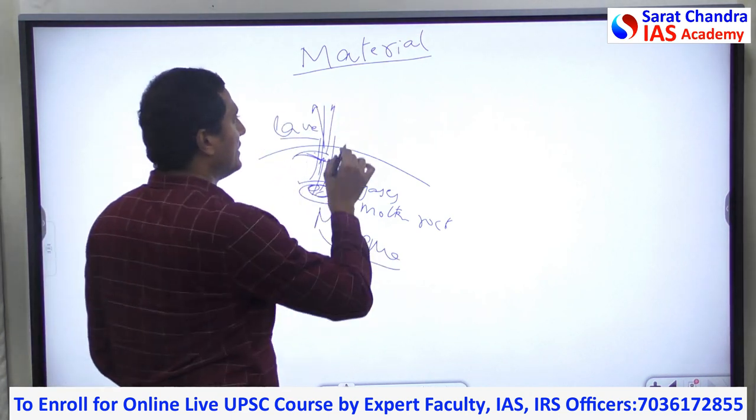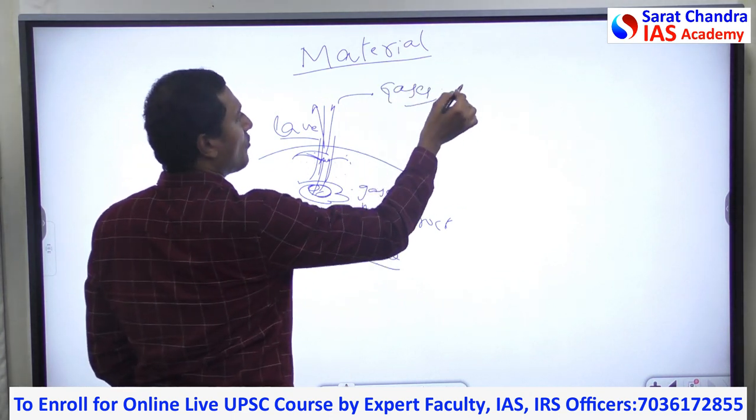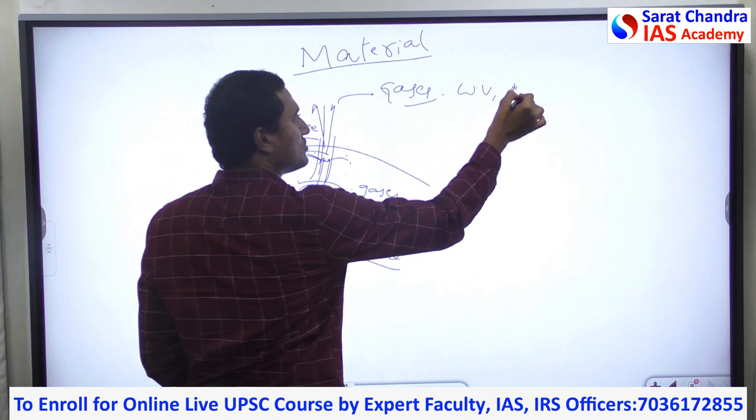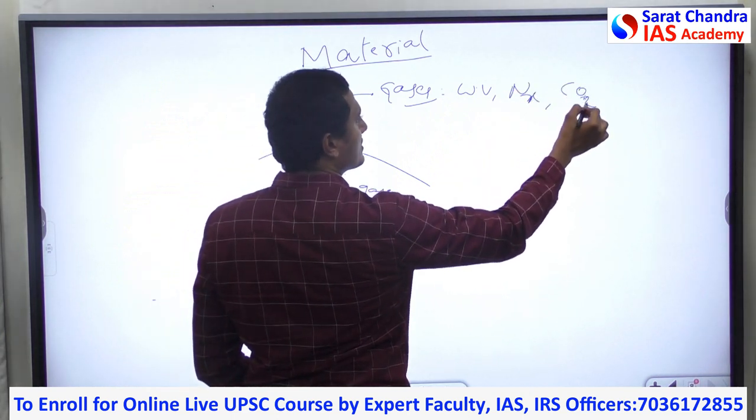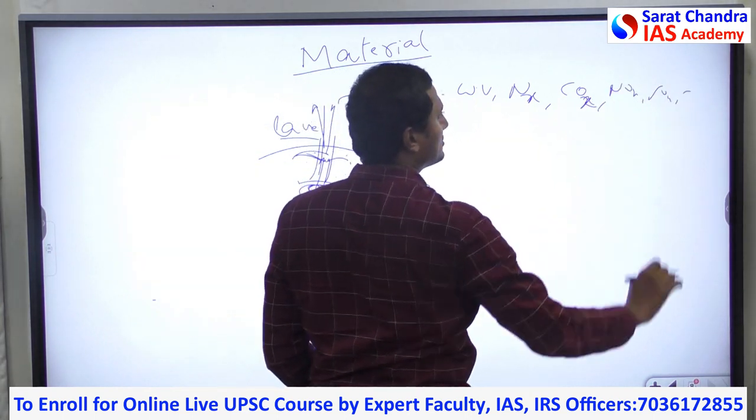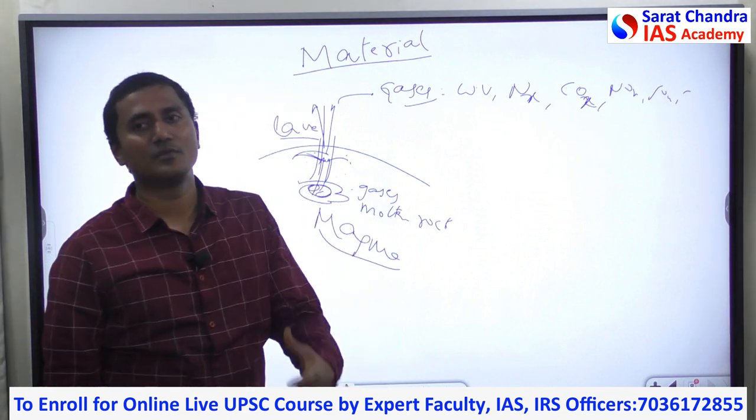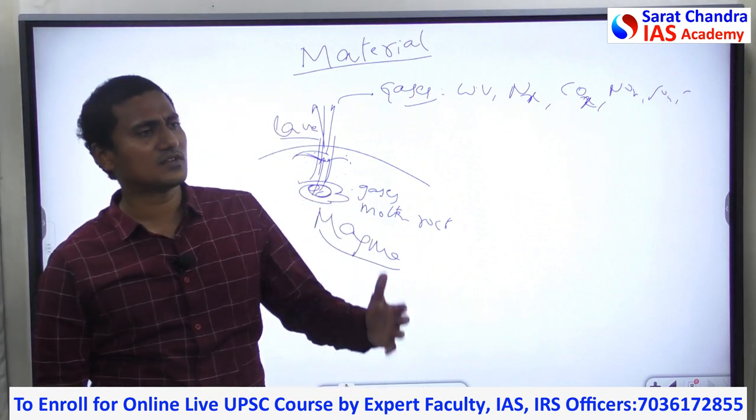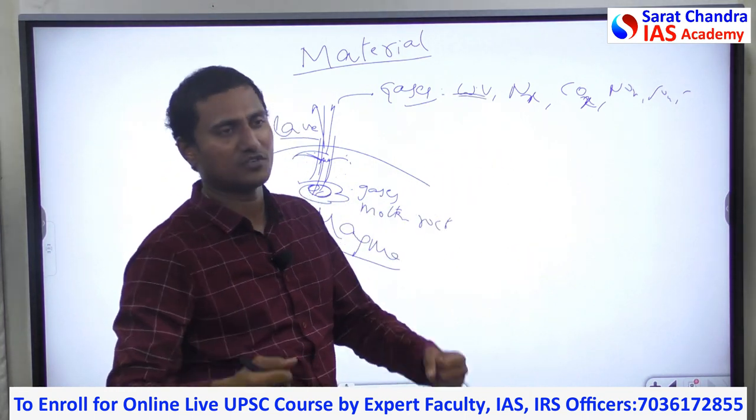When it comes out, it can be gaseous. Gases means it can be water vapor, nitrogen gas, carbon dioxide, carbon monoxide, both will be there. Nitrous oxide will be there, sulfur oxide will be there, magnesium oxide. Several types of gas will be there, friend. Hydrogen sulfide will be there. Water vapor is the most prominent one, which gives more pressure.